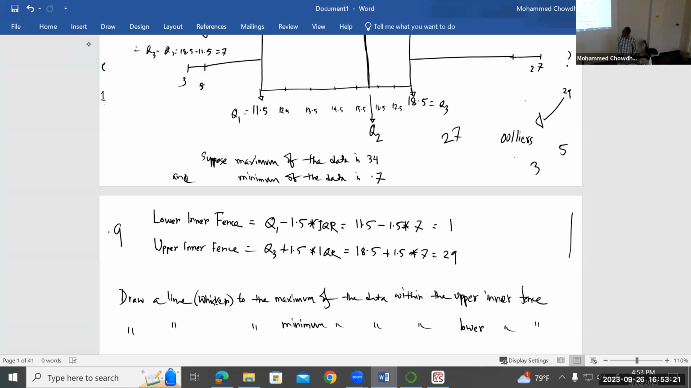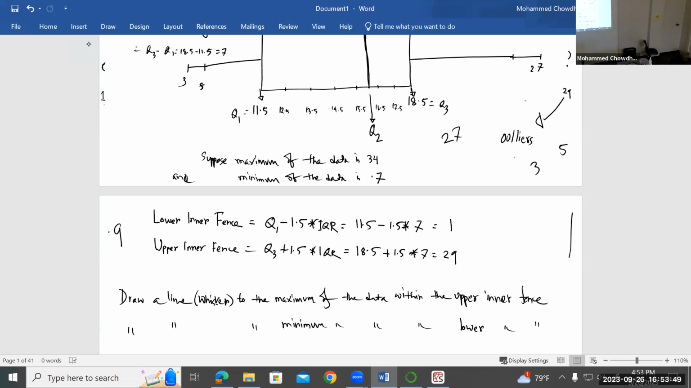That is why these two sentences: draw the whisker to the maximum of the data within the upper inner fence. So when I was doing my PhD at George Washington University, during that time my English was not very good, but I had already done my 2 years of study and I already taught classes. So it takes a lot of time to clarify the idea.